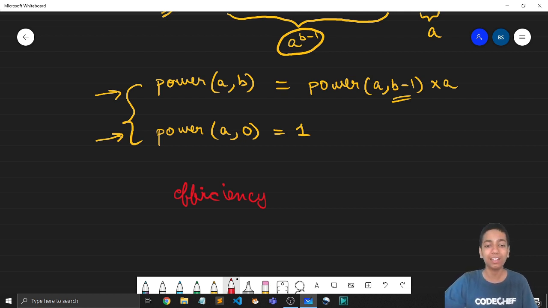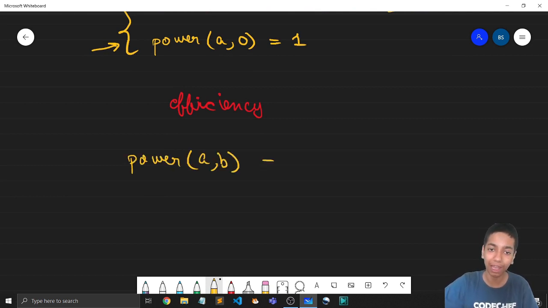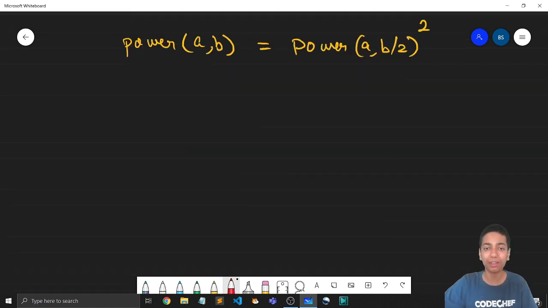So that's why, instead of this recursive relationship, there's another very interesting and very wise relation, that is to split the powers into two. I can write power of a comma b as power of a comma b by 2, and this squared. Let's take this example: 2 to the power 4 can be written as 2 to the power 2, squared, right? We know by the laws of exponents, if I divide b by 2 and then I square that, it is essentially b only, right? So I can use this.